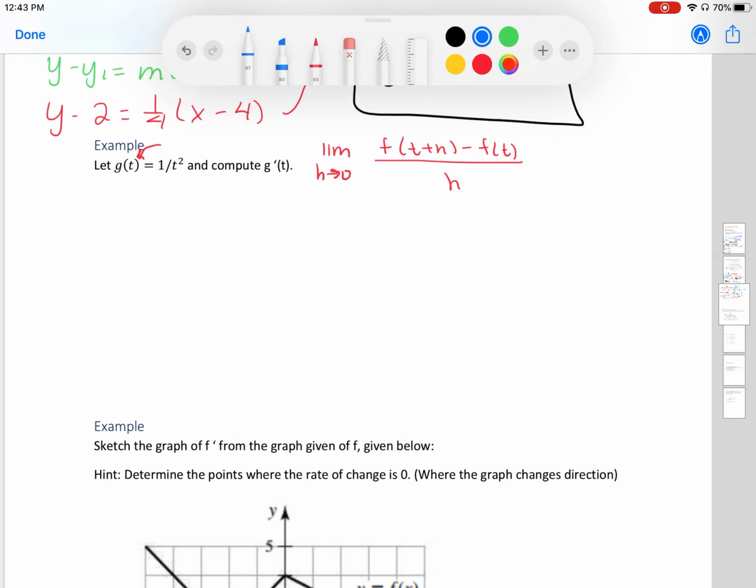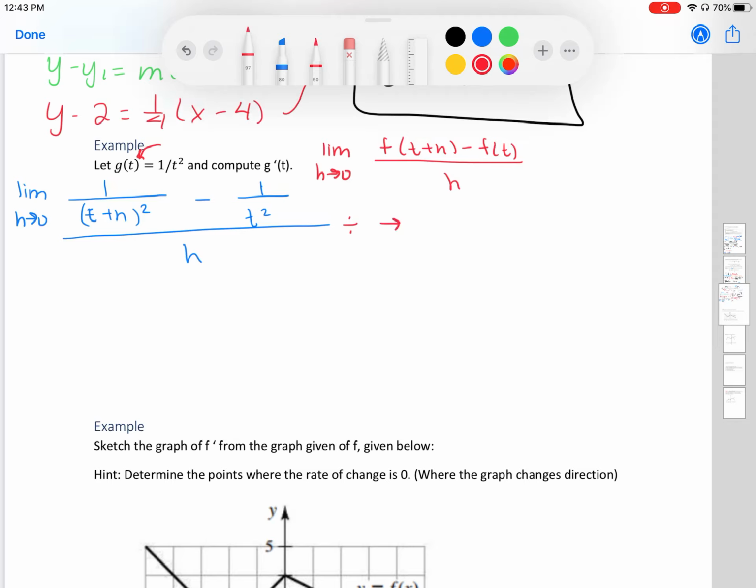So for our first part, I have the limit as h is approaching 0 of 1 over, instead of t, I'm going to write t plus h squared, minus our function, which is 1 over t squared, all over h. Okay, well, this is a complex fraction, right? So if you ever are in doubt, remember this just means a division sign. And how do you divide fractions? You change it to multiplication, and you flip your second.